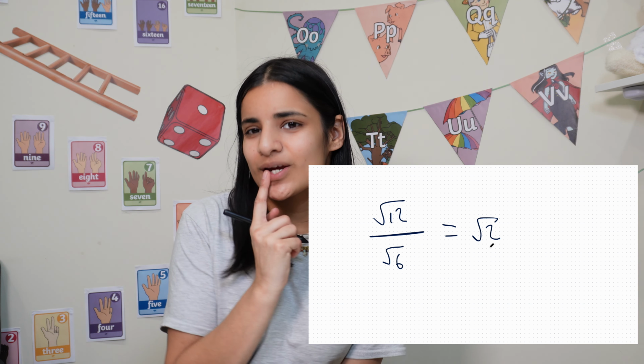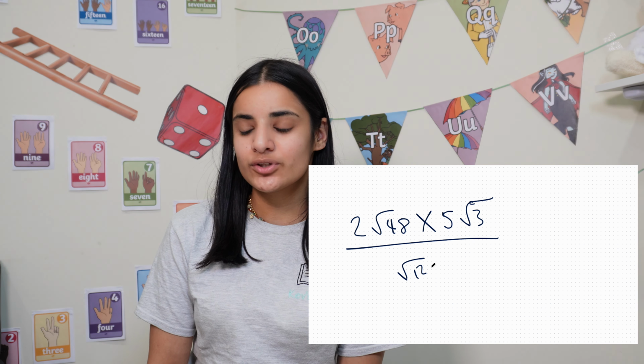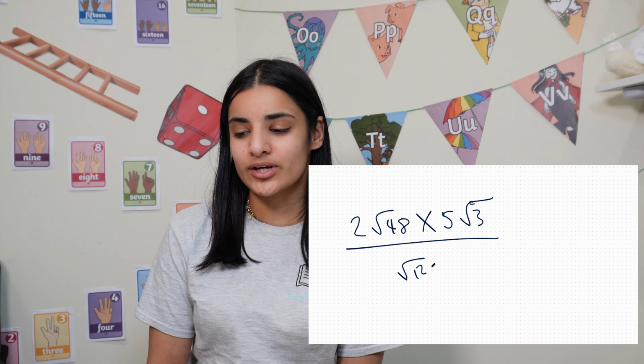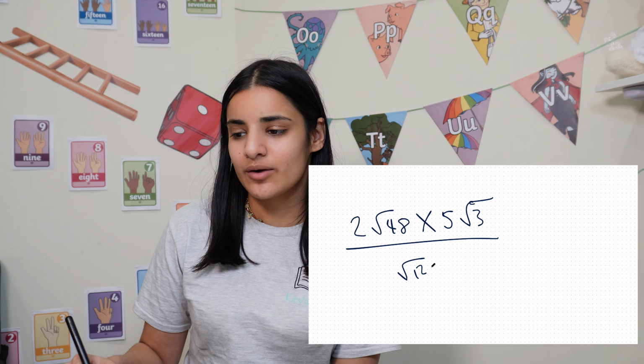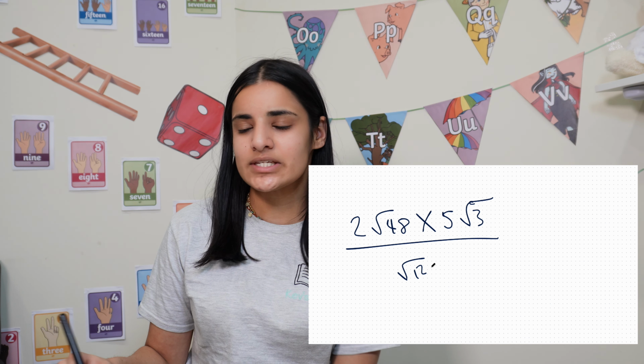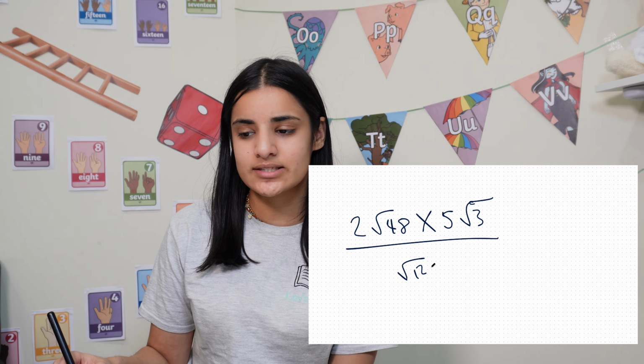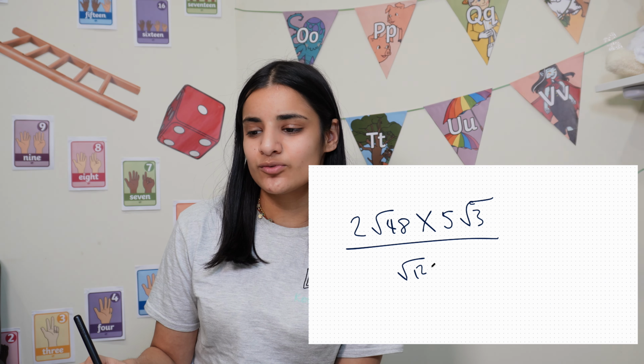But what if I could? Let me give you another example. We have 2 root 48 times 5 root 3 over root 12. Now, firstly, we'll look at 5 root 3. This is in simplest form. We can't really go any further than this. But we can simplify 2 root 48.